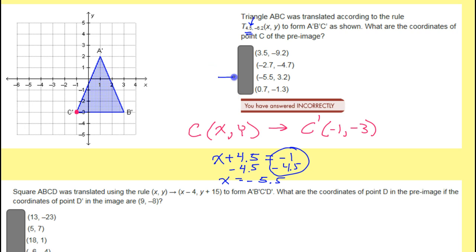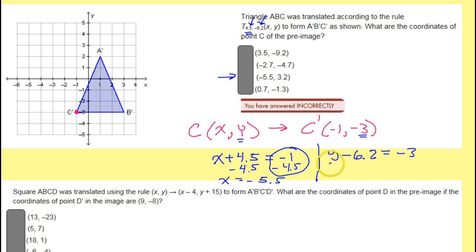Okay, which already tells me that this must be the answer because it's the only one that has an x value of -5.5. But let's keep going. Let's talk about the y values. So we had the original y value, and then according to the rule, I have this -6.2. So that means I had to take the original y value and do -6.2.